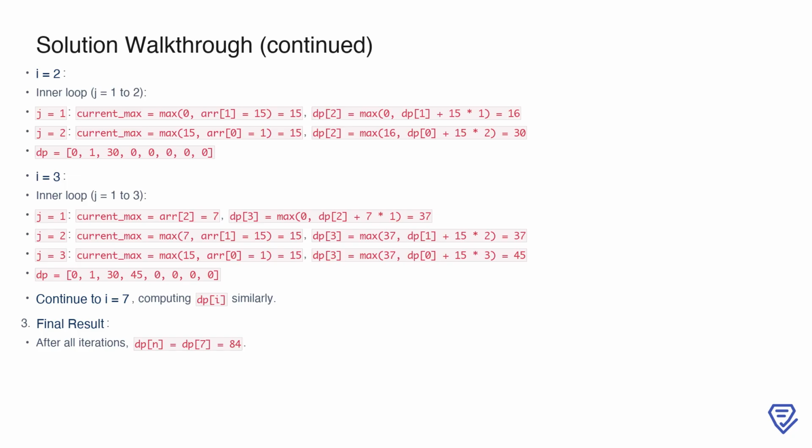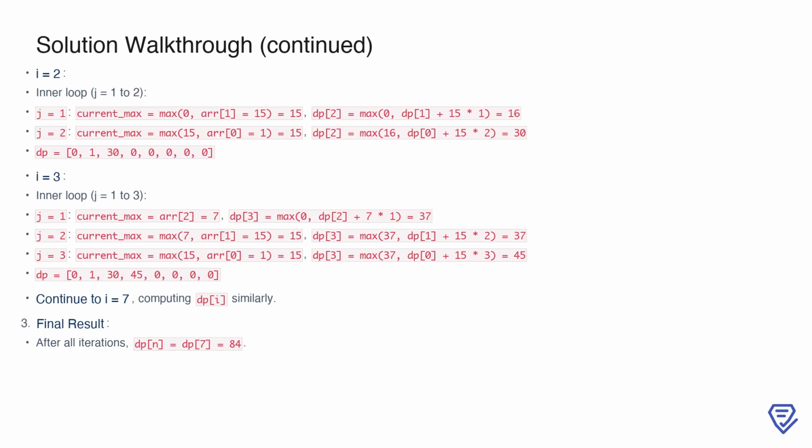Moving to i equals 3, we now consider partitions of size 1, 2, and 3. For size 1, the maximum value is 7, and DP[3] becomes 37. For size 2, the maximum between 7 and 15 is 15, and DP[3] remains 37. For size 3, the maximum across all three elements is 15, and DP[3] is updated to 45. The DP array is now 0, 1, 30, 45, 0, 0, 0, 0.